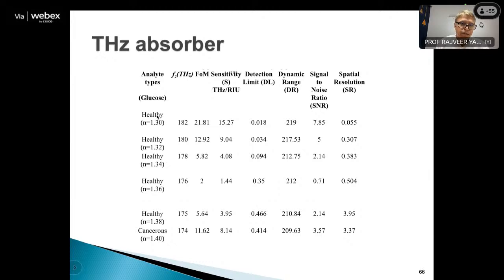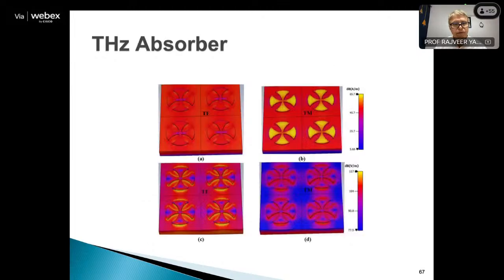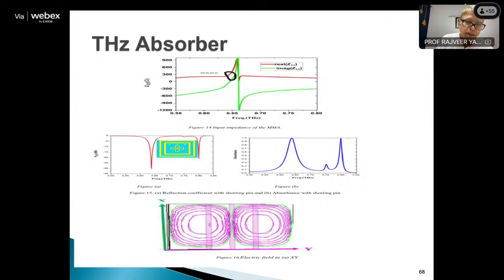Some we have computed based on healthy levels. The concentration level will be different, and based on those concentration levels, we have characterized our sensor on these parameters: quality factor, figure of merit, detection limit, and many more. These are the fields while we carry out work on absorbers. Again, this Z11 is a very important parameter because we have to develop these sensors to 377 ohm, that is free space impedance.